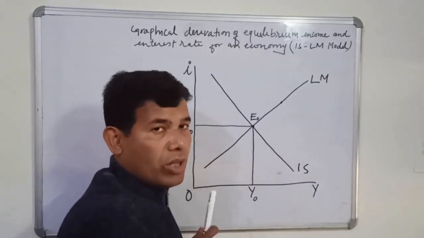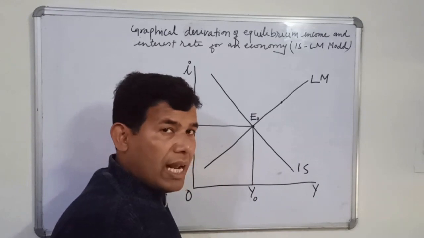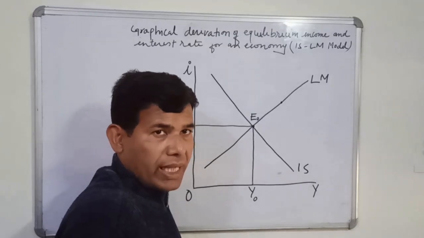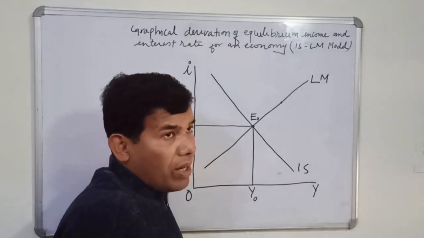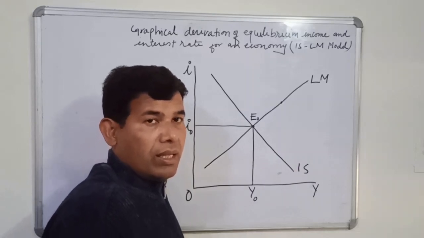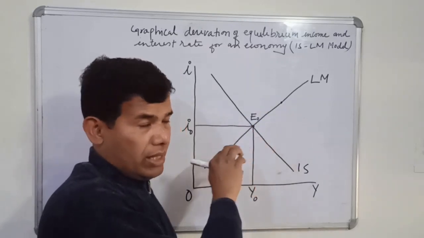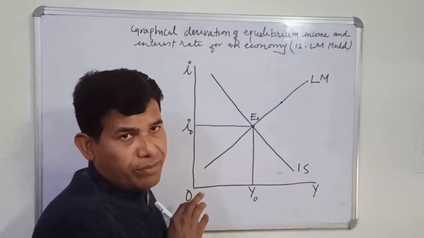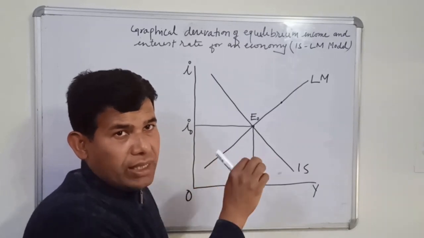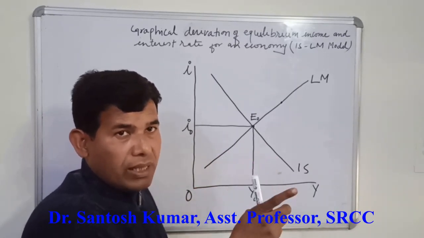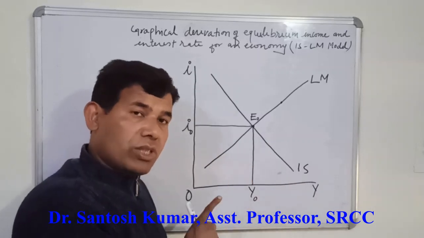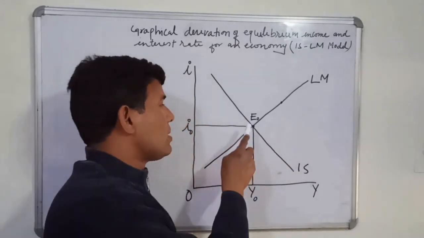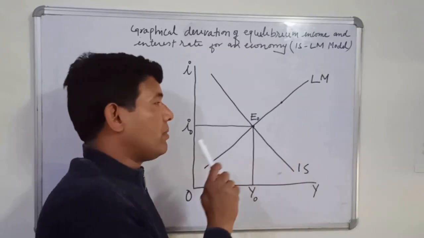When I'm saying equilibrium, what does it mean? That the economy does not have a tendency to move away from that point because it is in equilibrium. The economy will move away from any point which shows a combination of income and interest rate only when that combination does not fulfill the condition of equilibrium in the goods market and money market. So point E naught is the equilibrium point because the economy does not have a tendency to move away from that.